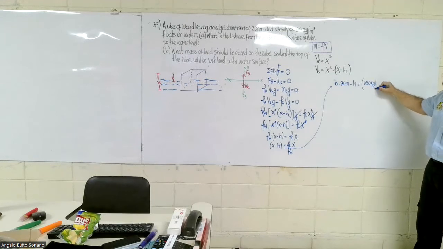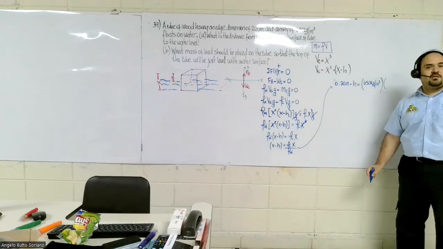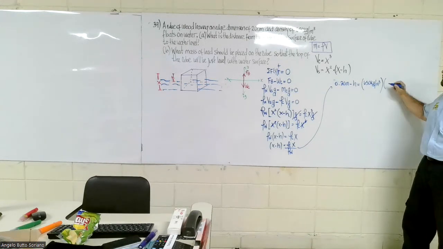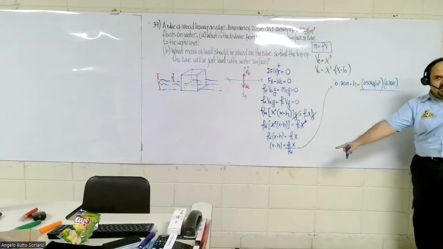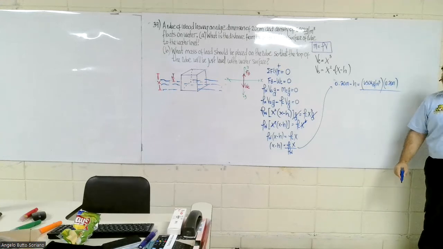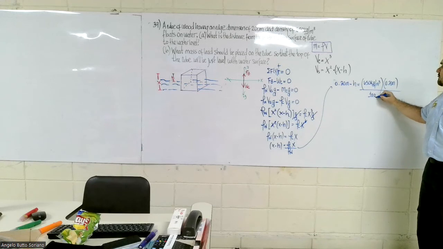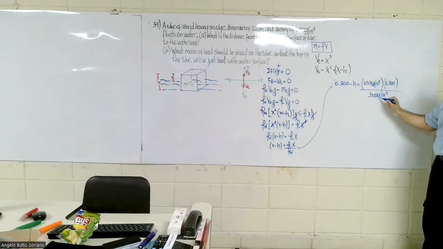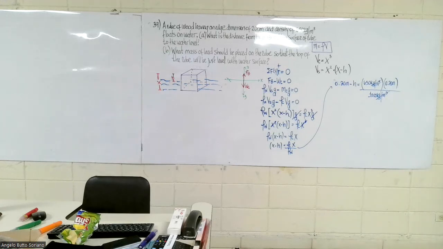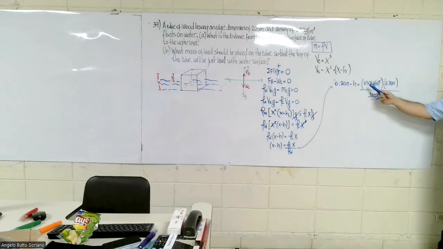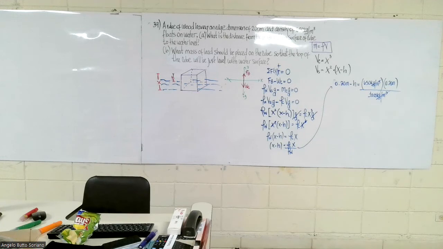650 kilogramos por metro cúbico multiplicado por la x. ¿Cuánto vale x? 0.20, ¿no? Dividido entre la densidad del agua. ¿Cuánto vale la densidad del agua? 1000, ¿no? 1000 kilogramos por metro cúbico. Y es más, mire, kilogramos por metro cúbico pueden cancelarse. Please multiply 650 times 0.20. And when you have that answer, divide by 1000.